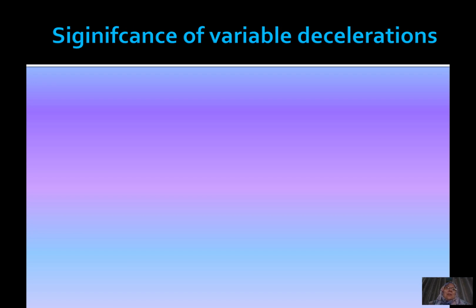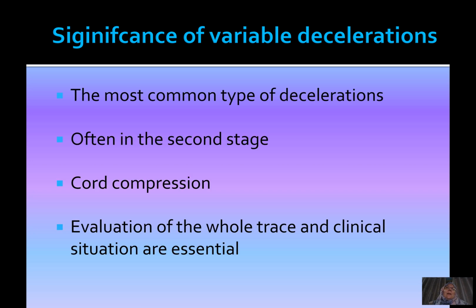Variable decelerations, what's the significance of variable decelerations? They are often seen in the second stage of labor. They often are caused by cord compression. But evaluation of the whole trace and the clinical situation are also essential when you see variable decelerations. So basically, variable decelerations are not normal, but they are often seen with babies that are normal.